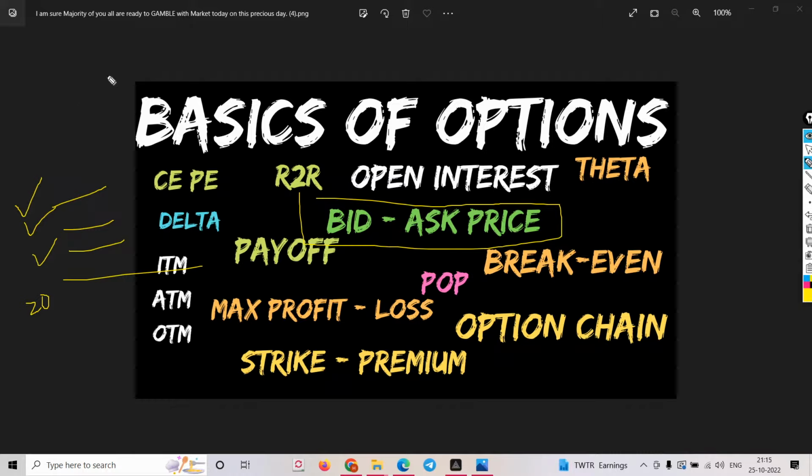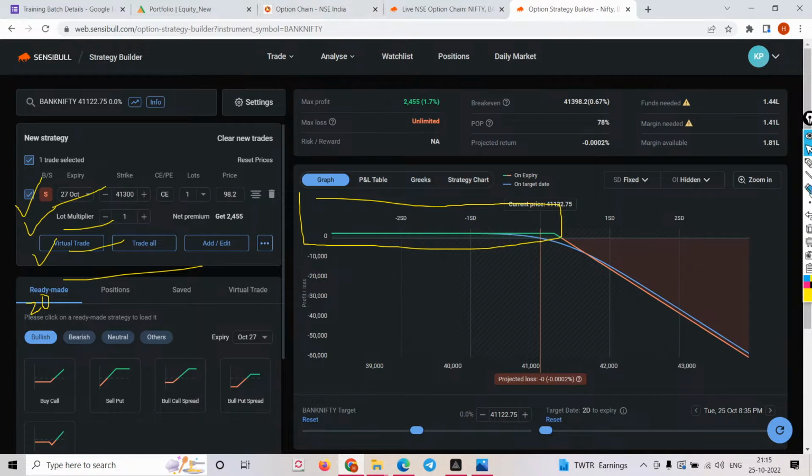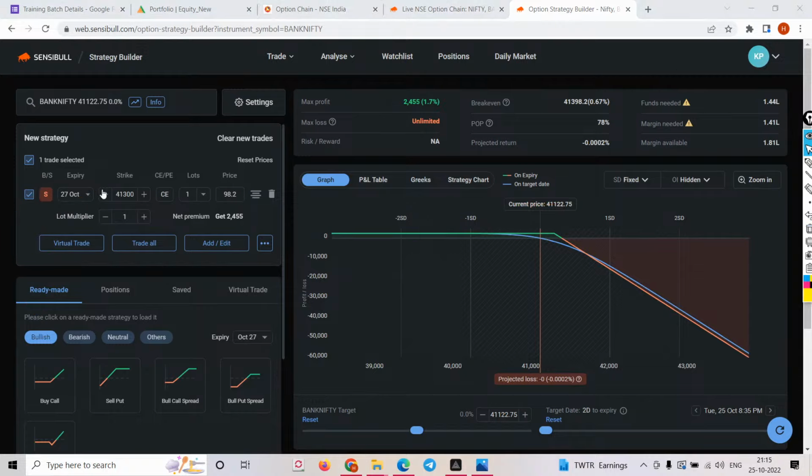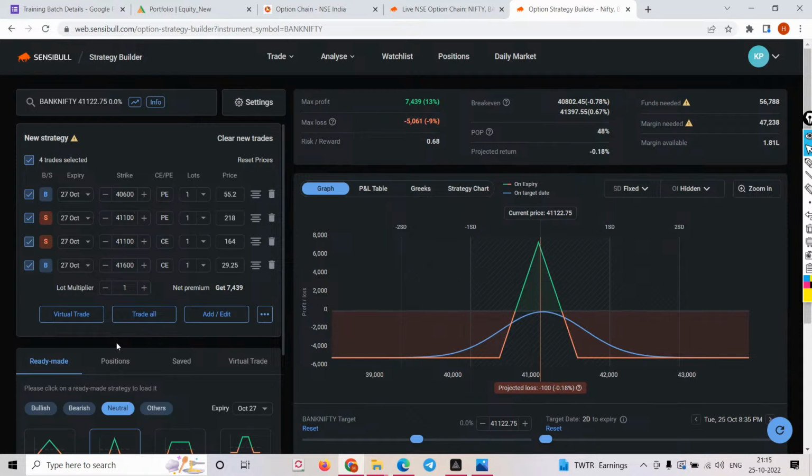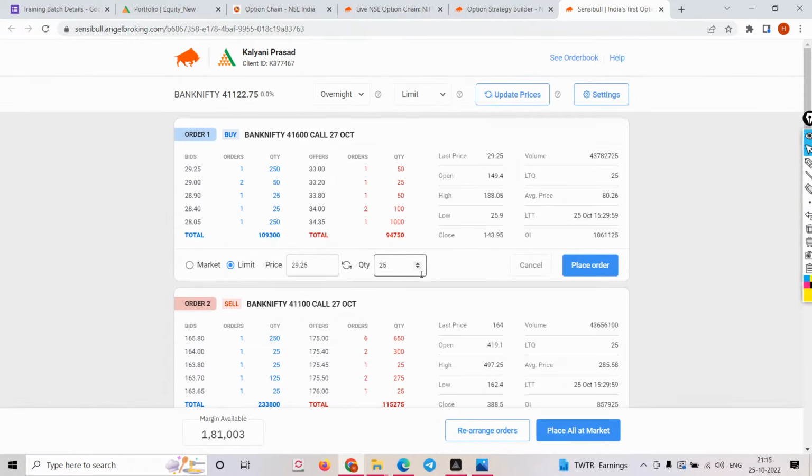So that's the reason. Someone asked me, what is the advantage of Sensible? Let me show you the advantage of Sensible. I'll deploy an iron fly. I don't need to execute all the legs individually. I'll say trade all, and the moment I say trade all, it will take me to the other window.